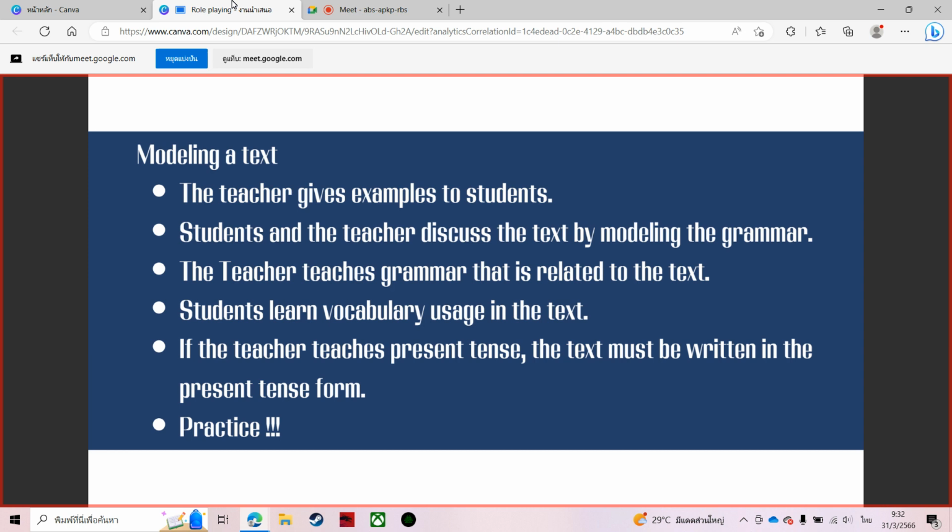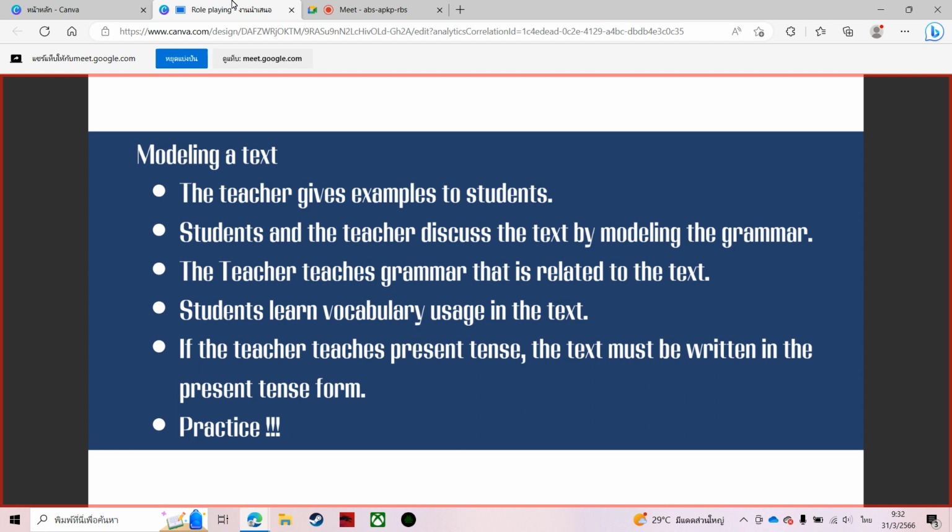I don't know why. So yeah, be careful of that. And the next one is students learn vocabulary usage in a text. Vocabulary is about remembering, right? There's no strategy to learn like grammar or anything. It's just about remembering.